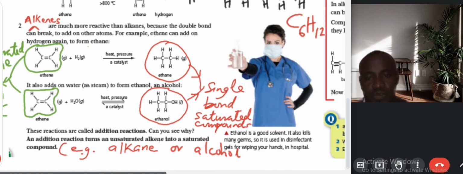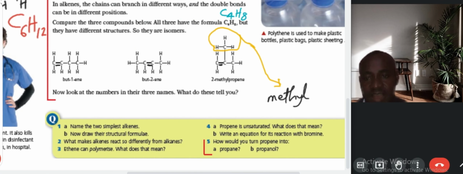Some of the questions you may get are like: name the two simplest alkenes. Now draw their structural formula. What makes alkenes react so differently from alkanes? Alkenes can polymerize. What does this mean? What does it mean for alkenes to polymerize? By the way, can alkanes polymerize? The answer will be no, because they are saturated, so they can't split to add up to longer chains.